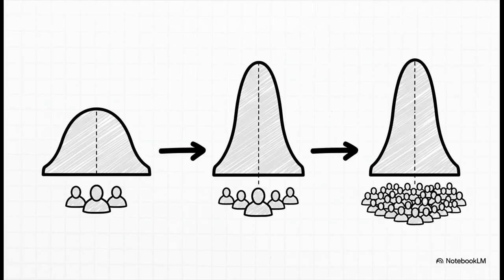And the CLT gives us another awesome piece of information. The bigger your sample is, the less guesswork there is. The bell curve of all the possible results gets tighter, it gets taller and skinnier. And what does that mean? It means your one sample is way more likely to be super close to the actual truth.